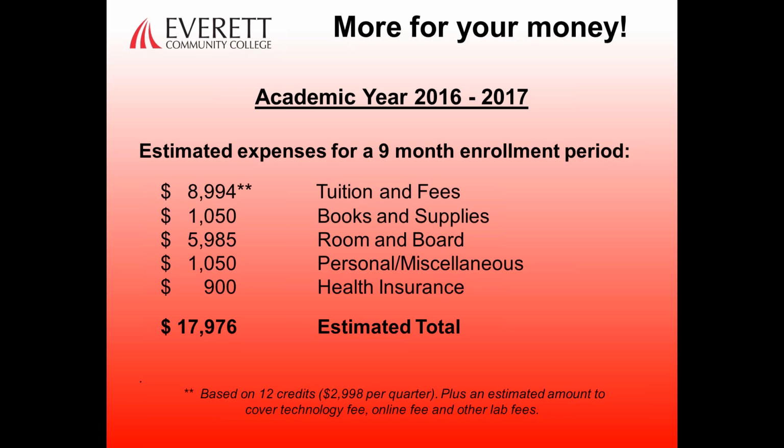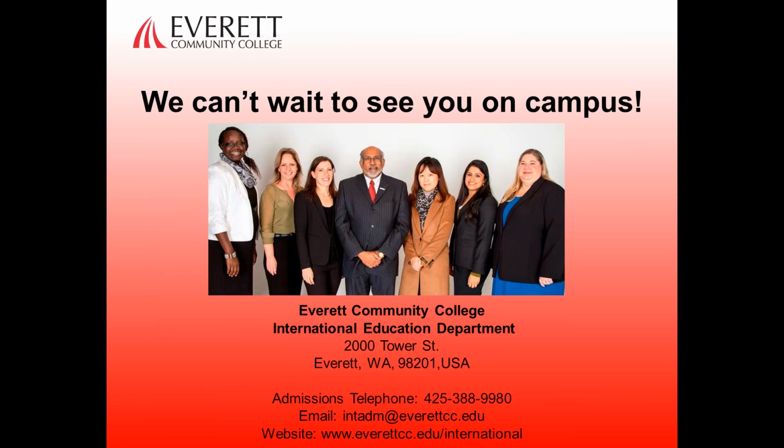So for the application, when they send in the bank statement, the total that we are looking for, that magic number for most of our academic programs, is $17,976 for the academic year. That includes their books and supplies, room and board, personal miscellaneous, and their health insurance, along with tuition and fees. So again, the cost per quarter for classes averages $2,998. So very affordable in comparison with many other institutions. So again, we're looking at more for your money here.